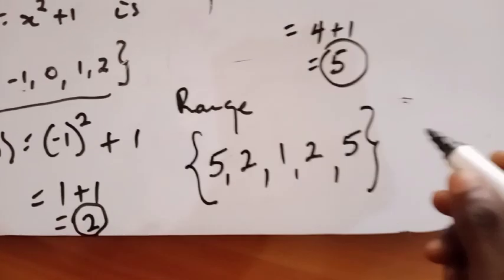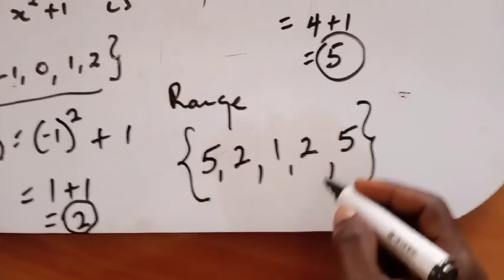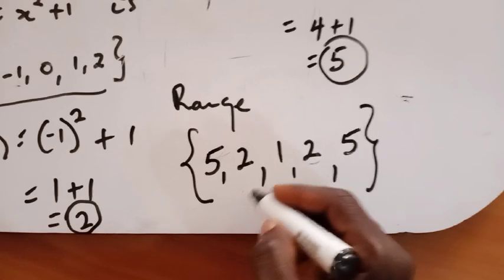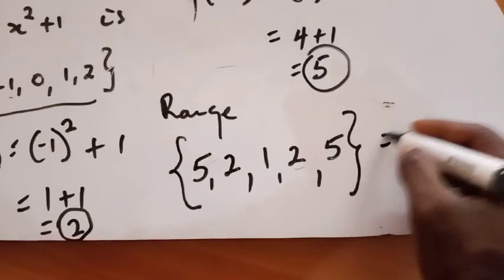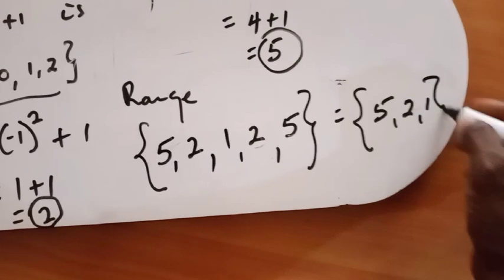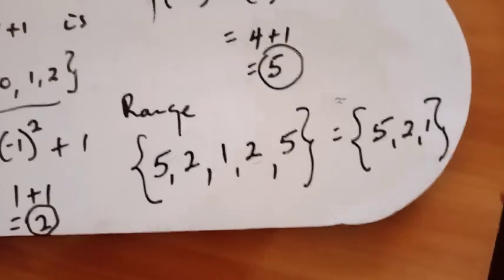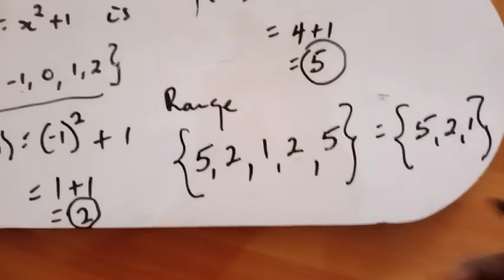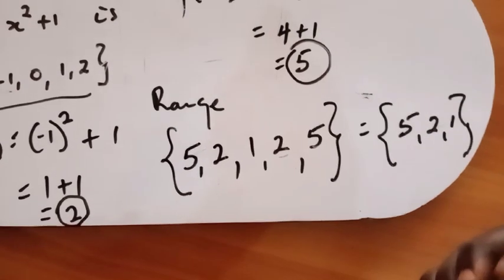For mathematical sake, in order for you to write the range here, you see that this one is being repeated here. So the range is 5, 2, and then 1. Is that okay? If you have any question relating to this, once again, make sure that you comment in the comment section below for help.